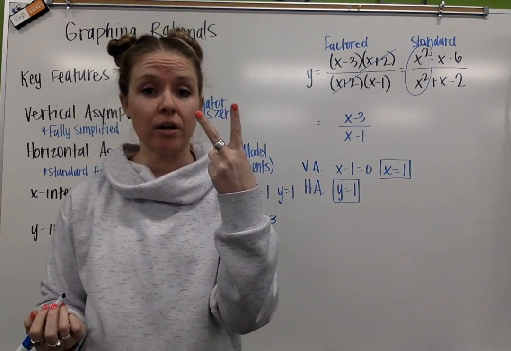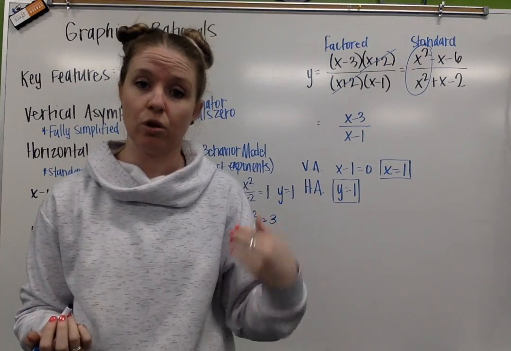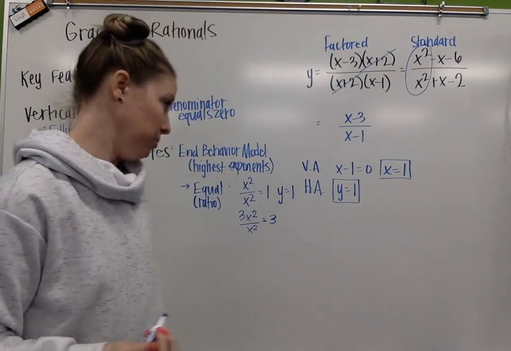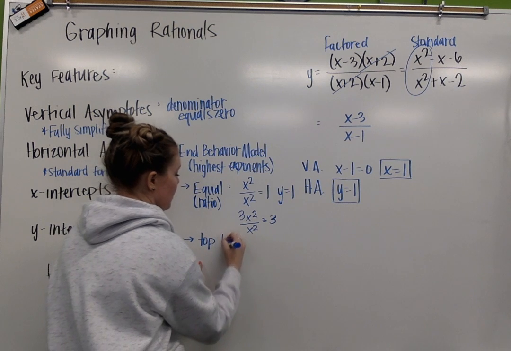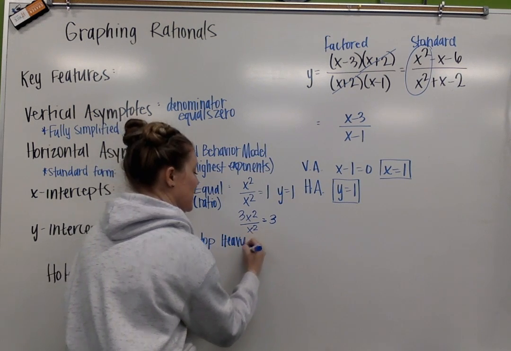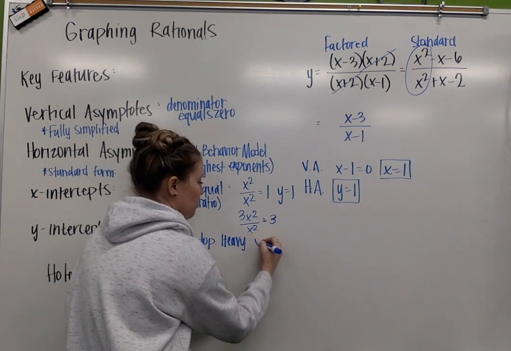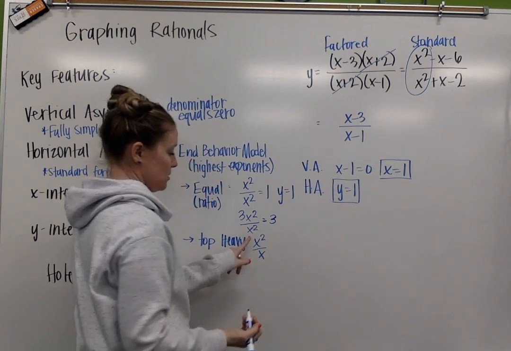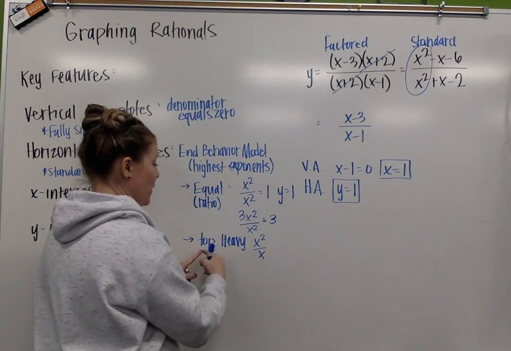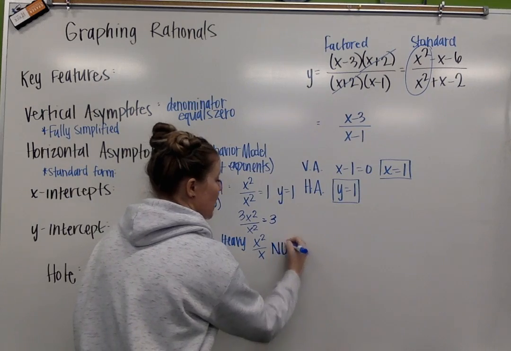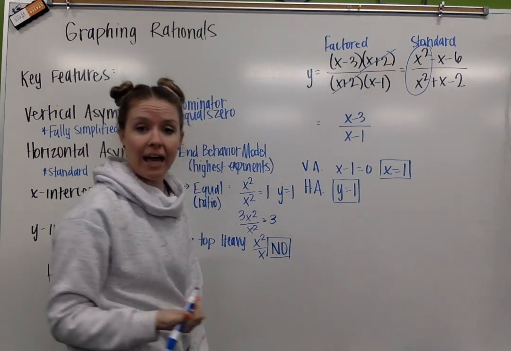There are two other options here, so we're going to go through those real quickly. They don't apply to this problem. But I'm going to say if it is top-heavy, meaning the higher exponent is in the numerator, so an example, x squared over x, top-heavy because the highest exponent's in the numerator. When it's top-heavy, we do not have a horizontal asymptote.